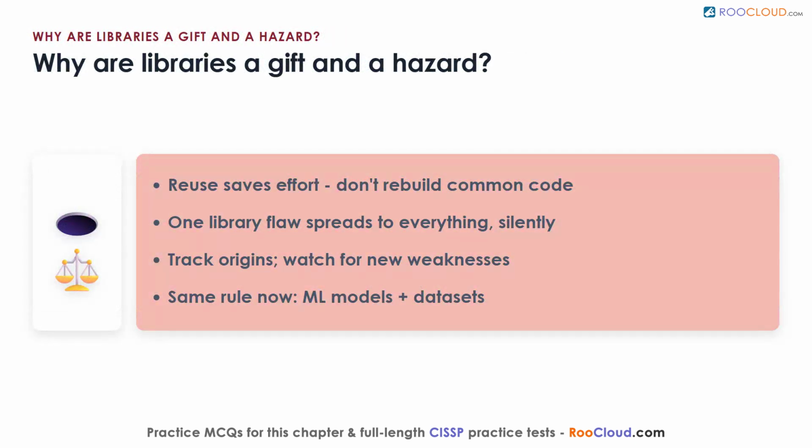Why are shared libraries both a gift and a hazard? Developers reuse pre-written libraries so they never rebuild common functions like sorting or text handling from scratch, which saves enormous effort. The catch is that a flaw in a popular library spreads to everything that includes it, often silently. A famous flaw in a widely used encryption library forced administrators across the globe to scramble because countless products had bundled it without users realizing. So track where your borrowed code comes from and watch for newly disclosed weaknesses in it. The same discipline now extends to machine learning, where pulling a pre-trained model or dataset from an untrusted source can smuggle in hidden backdoors or poison behavior.